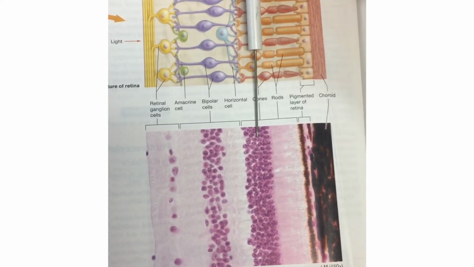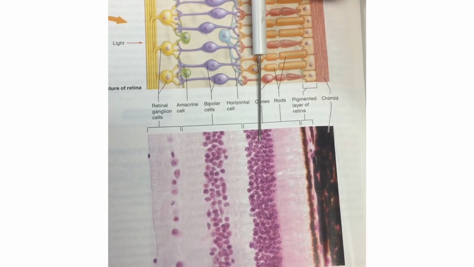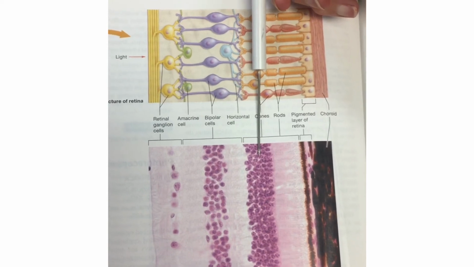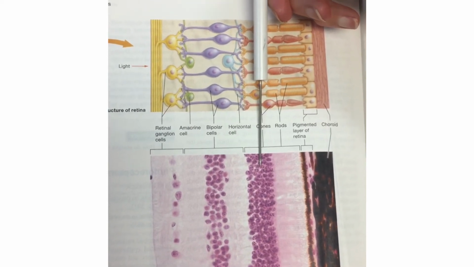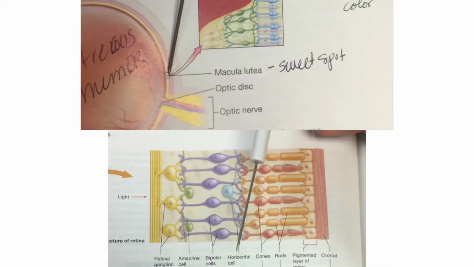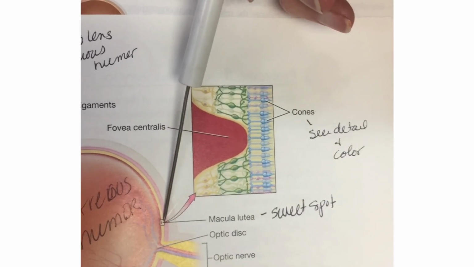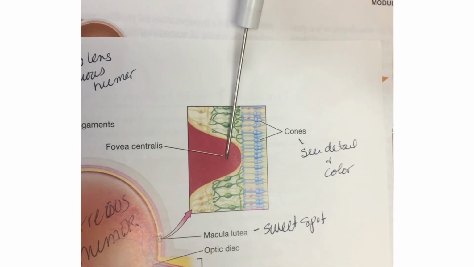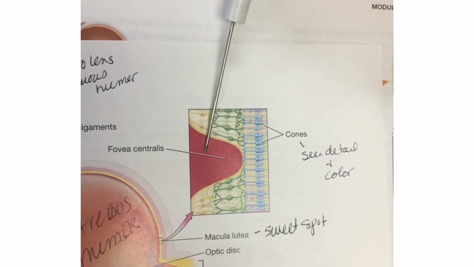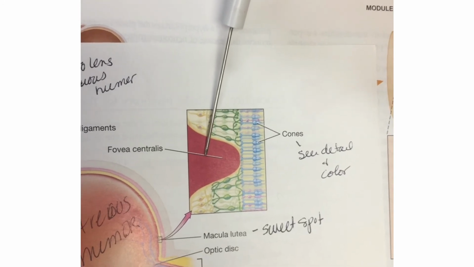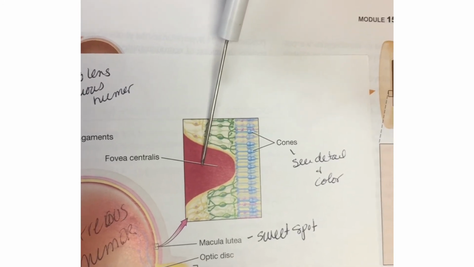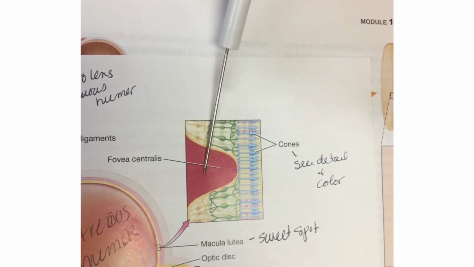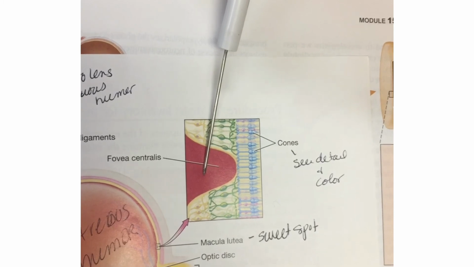The cones are the second type of photoreceptors, concentrated at the posterior portion of the retina. They are found in the highest number in the area called the macula lutea. This is the little notch, the macula lutea. Here it is. At the center of the macula lutea is the fovea centralis, which contains only cones. Cones are responsible for color and high acuity, which also means sharp vision, and bright light.